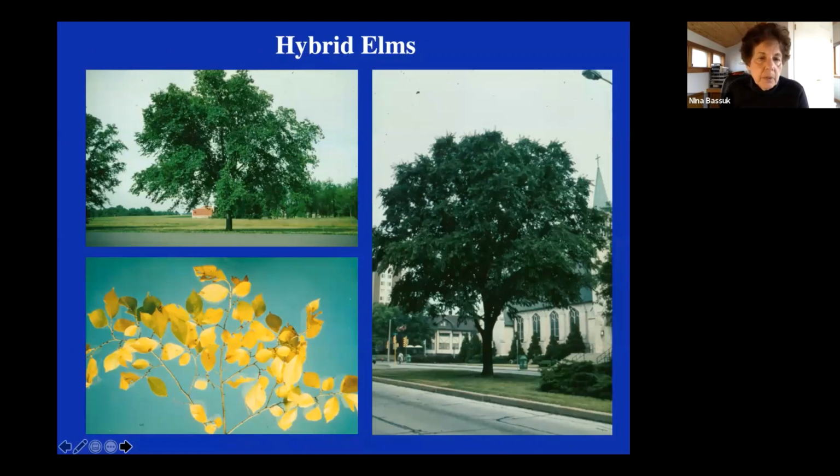On the top left, you see one called Pioneer. It's a very round-headed hybrid elm. And the one on the right is probably the most popular of the hybrid elms. It's Accolade elm, which is a hybrid, and this is growing in Chicago, and it's doing exceptionally well, both resistant to Dutch elm disease and elm yellows.